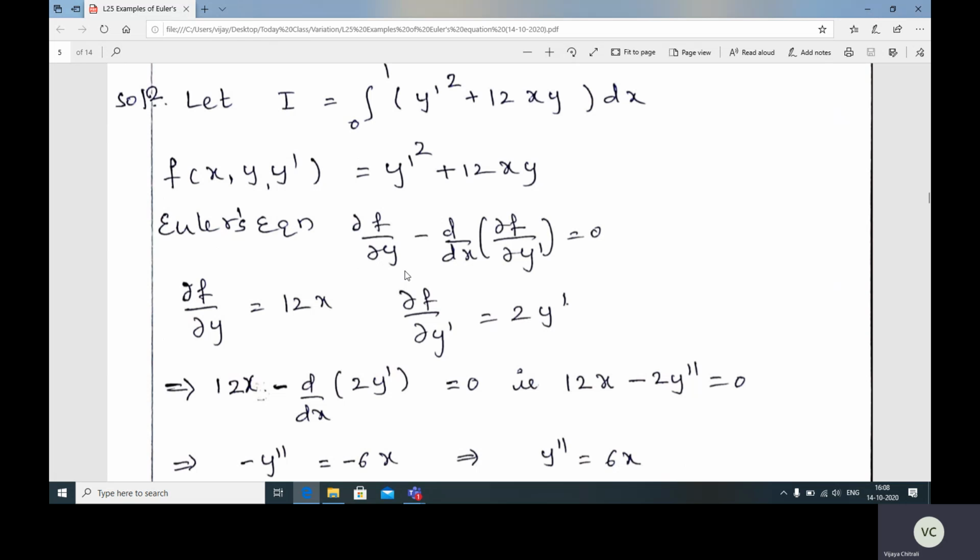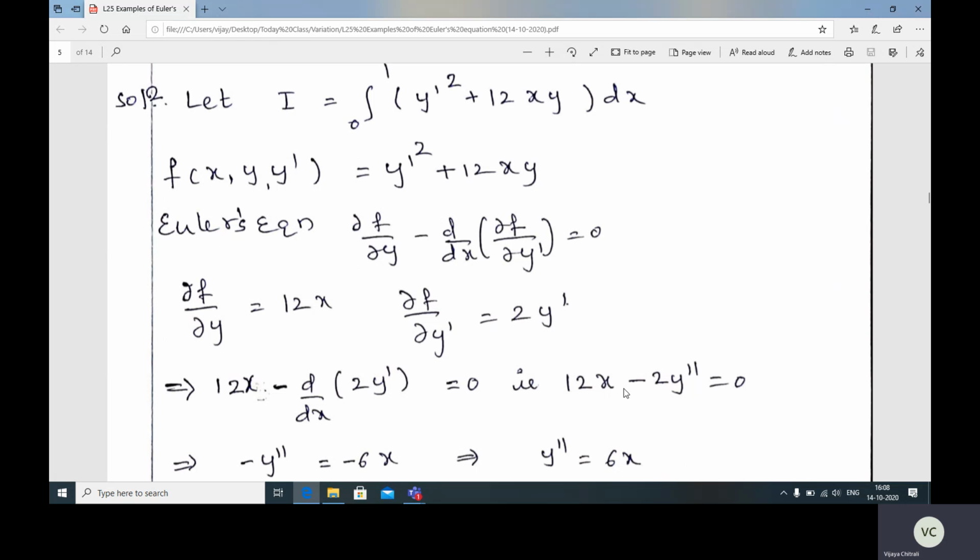Now substitute this in Euler's equation. 12x minus d by dx of 2y dash. So this is dou f by dou y, and this is dou f by dou y dash. This is equal to 0. So 12x is as it is. D by dx of this y dash is y double dash.